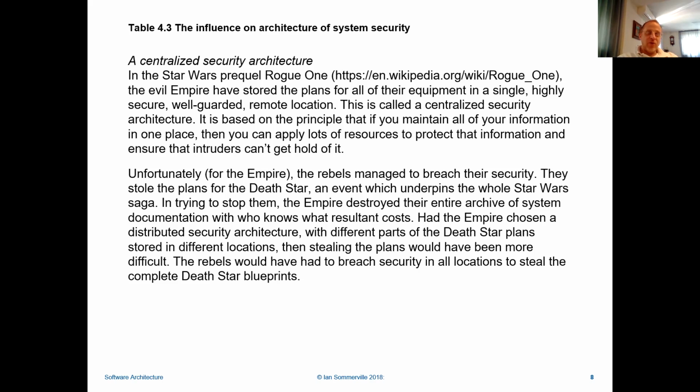In other words, if you would take your watches, even worse than what I did, take them apart and put different pieces of them in all different parts of your house, then first you have to find all of them. And if you found one, it would do you no good. But then you'd have to have multiple copies of each piece, so in case you lost one, you would still have another copy. The rebels would have had to breach security in all the locations to steal complete Death Star blueprints. Okay, so you can have a distributed or centralized security architecture, and both have their merits, I think.